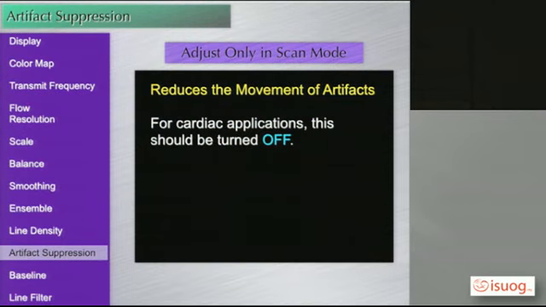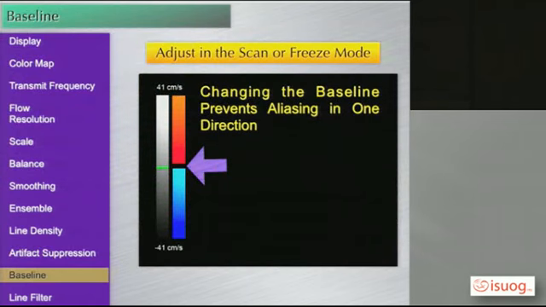The next option is artifact suppression. This setting reduces movement artifact. For an evaluation of the cardiovascular system, this should be set to off. Next is the baseline setting. This changes the baseline and prevents aliasing in one direction.